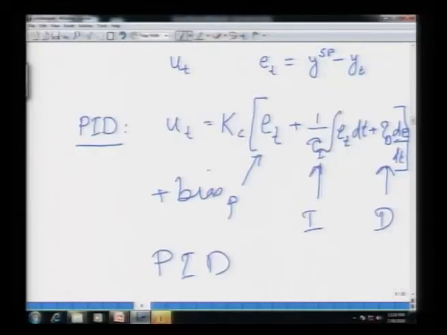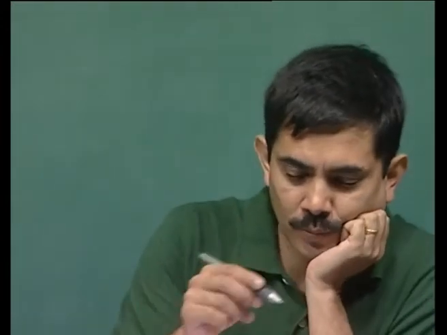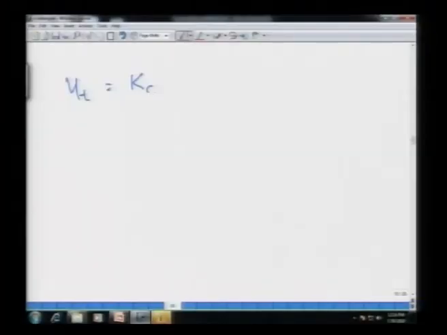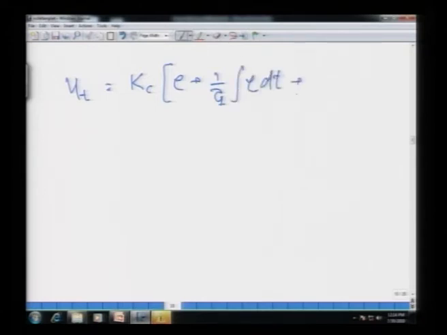Now, there is also a bias term here. This bias term is there so that the output of the controller is whatever the valve position is at that point in time at steady state. This is called the position form. The velocity form is obtained if you differentiate this equation: u(t) equals Kc times E plus 1 by tau I times the integral of E dt plus tau d times dE by dt, plus a bias term.